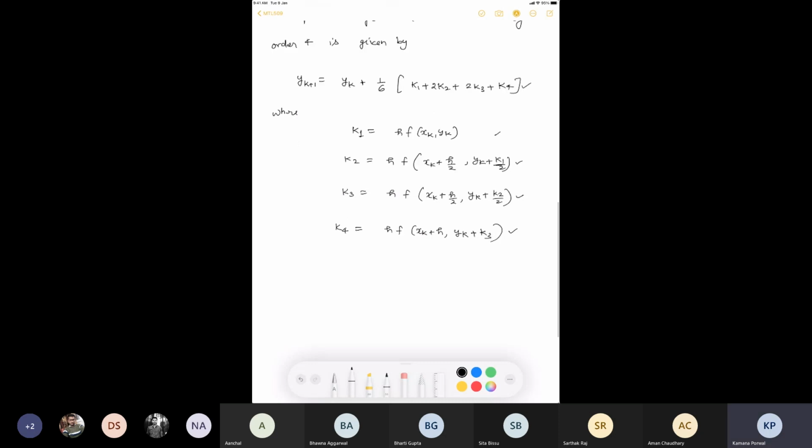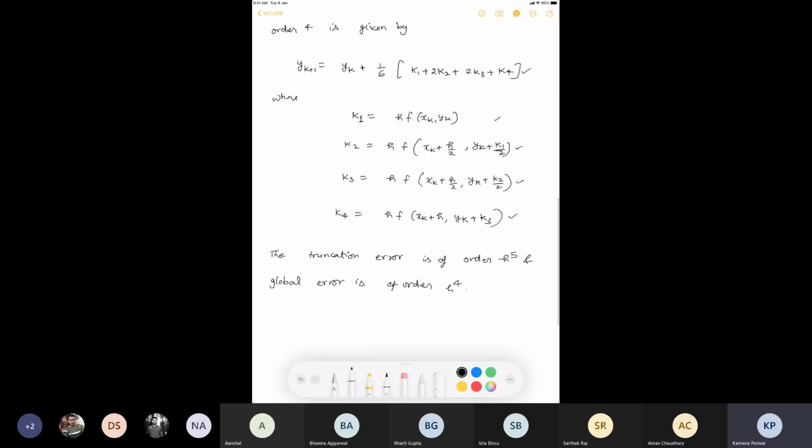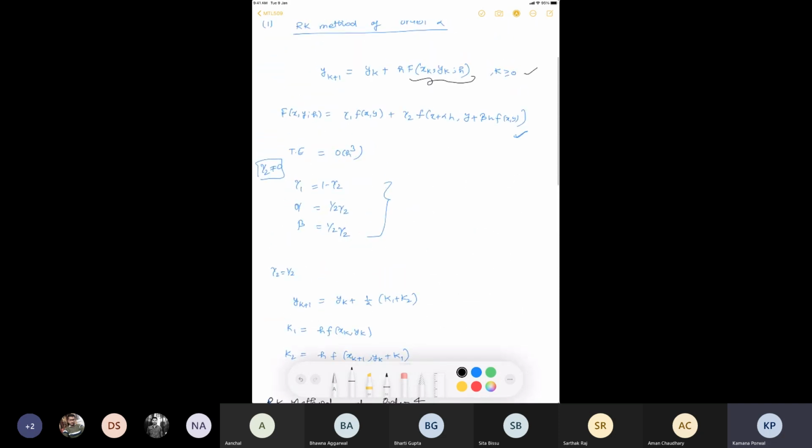Okay, so for this method, the truncation error, the local error basically, is of order h raised to power 5, and the global error is of order h raised to power 4. And this, what we are writing here, is how you will determine the parameters which we will be getting in the form of the f.